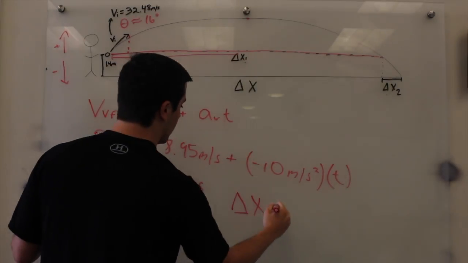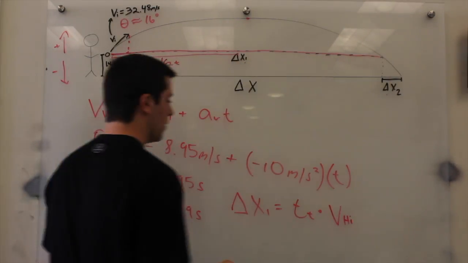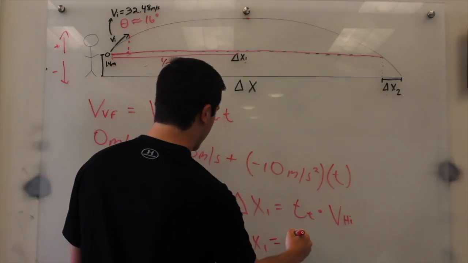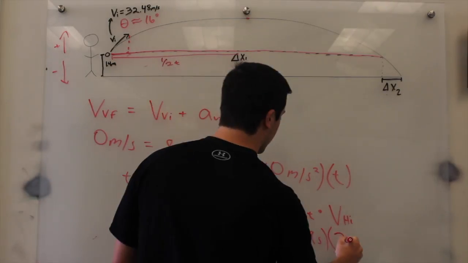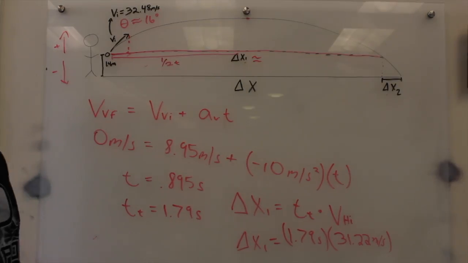So now that we've found the time, we need to find the distance. We're going to multiply time times the horizontal component of velocity, because that'll cancel out the seconds, so we'll only be left with meters. When we multiply them, we are left with about 56 meters.